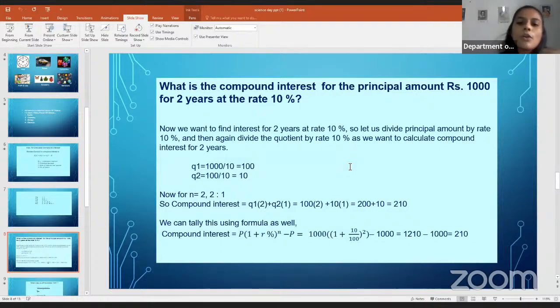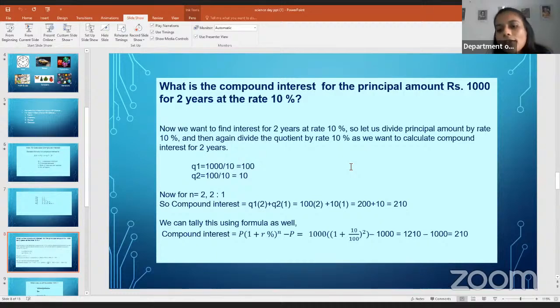So what is the compound interest for the amount rupees 1,000 for 2 years at the rate of 10%? We have to calculate the compound interest. In this case, our principal amount is rupees 1,000, and we have to calculate it for 2 years. That means our n is 2, and the rate R is 10%. Now, as we want to find out the interest for 2 years at the rate of 10%, first we are calculating this interest using the Vedic mathematics trick.